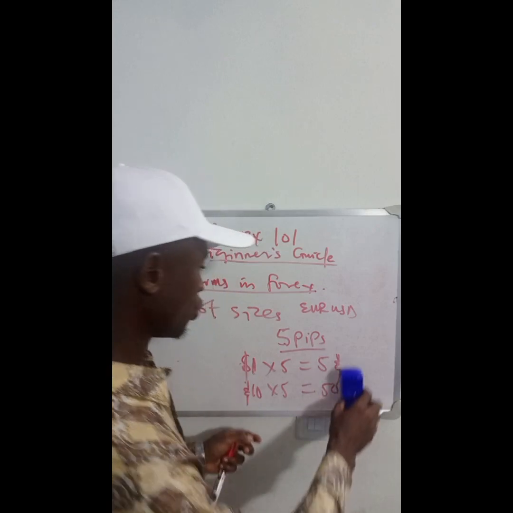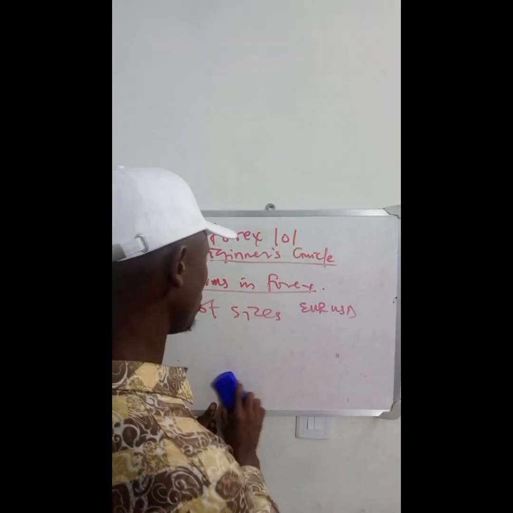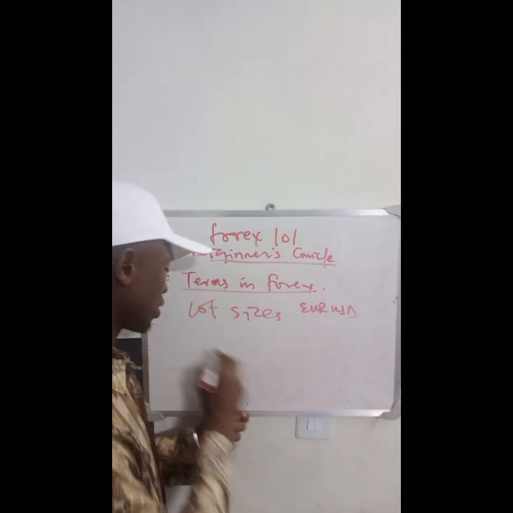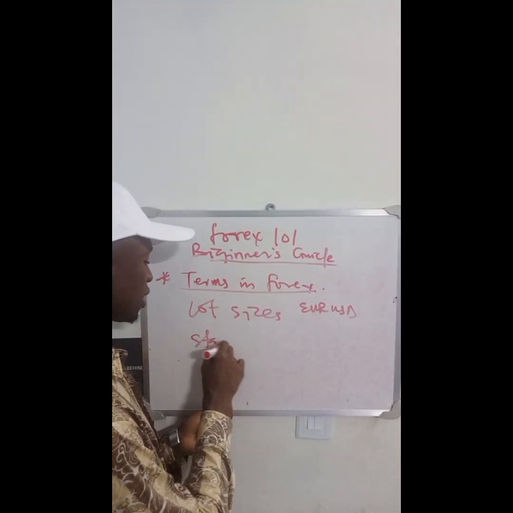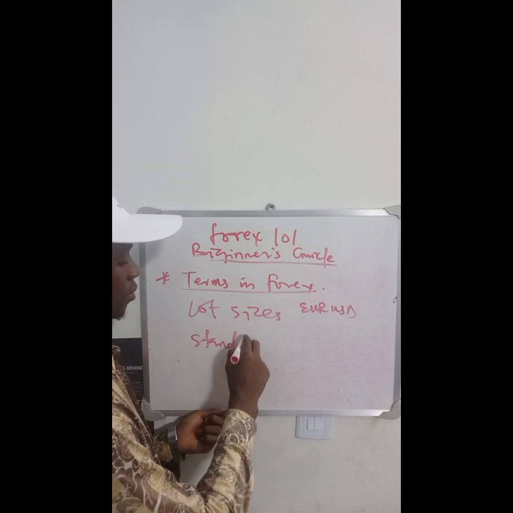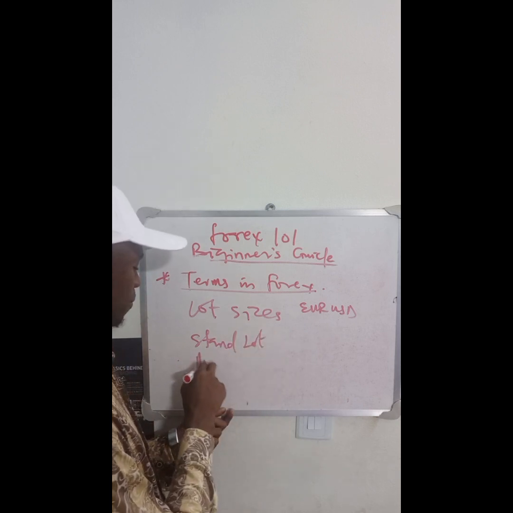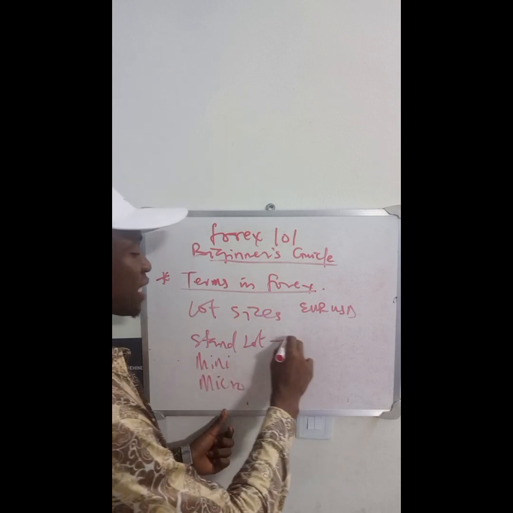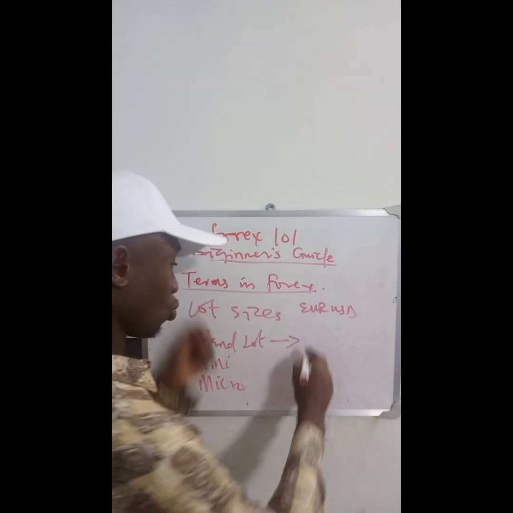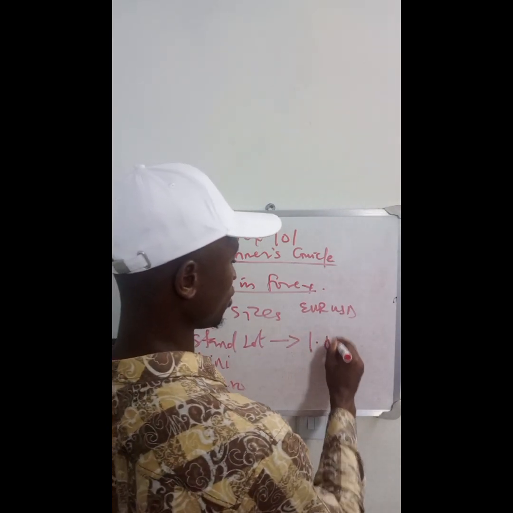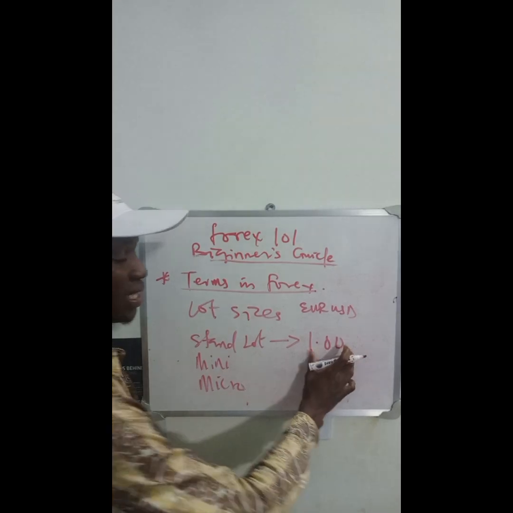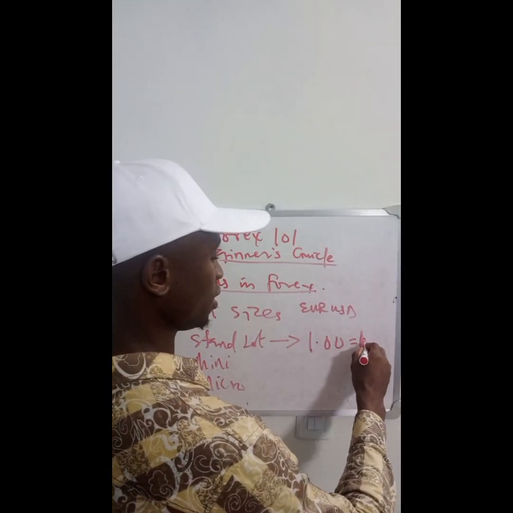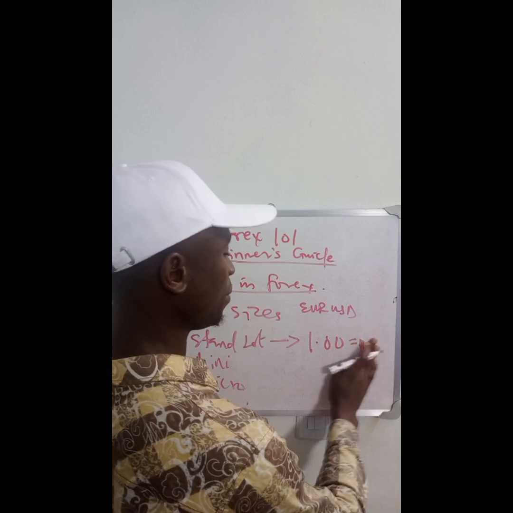So now, we have standard lot size, we have mini lot size, we have micro lot size. In standard lot size here, which is 1.00 like this, it simply means 1 pip.